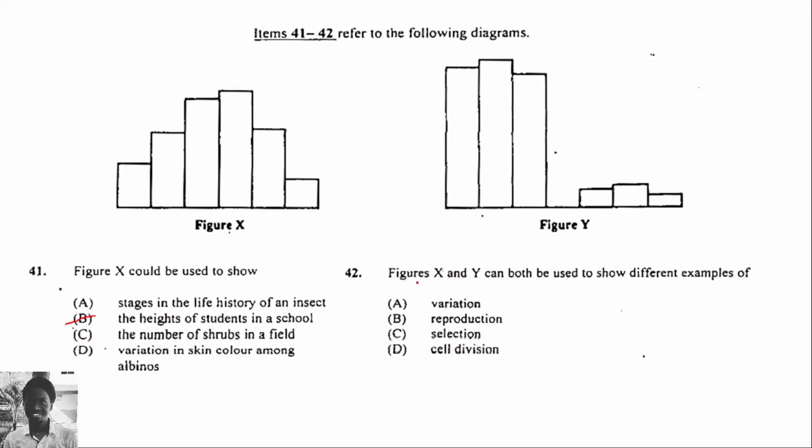Number 42. Figures X and Y can both be used to show different examples of A. Variation, B. Reproduction, C. Selection, and D. Cell division. Okay, so this here is continuous variation. We use a histogram to represent data on a characteristic that shows continuous variation in a population. And then we use bar charts, or compound bar charts, to represent data that follows a discontinuous variation pattern. So these two graphs can be used to show continuous and discontinuous variation, in other words, variation. So our answer here is A.